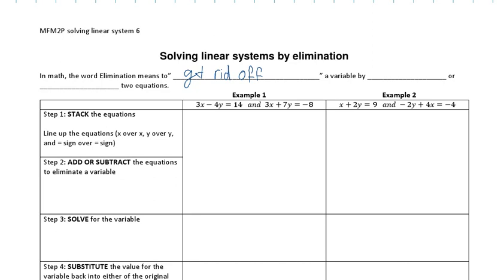So we're going to get rid of a variable by either adding or subtracting the two equations. Do you guys find it? Yes. Okay.